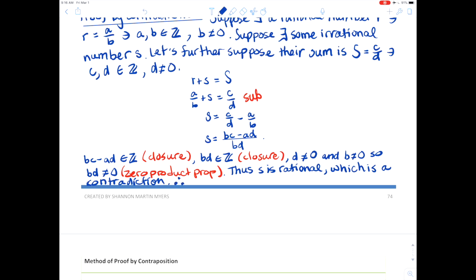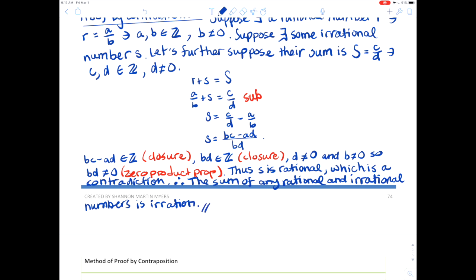Therefore, what can we say? The sum of any rational and irrational numbers is irrational. Cool?